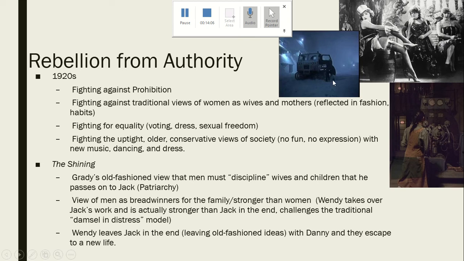And the pictures I have here are of them escaping here in the end, and then of course the excuse me, woman being more rebellious, and then Wendy taking over Jack's job over here, which I just explained.